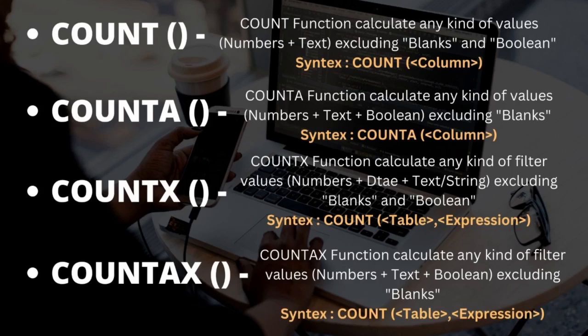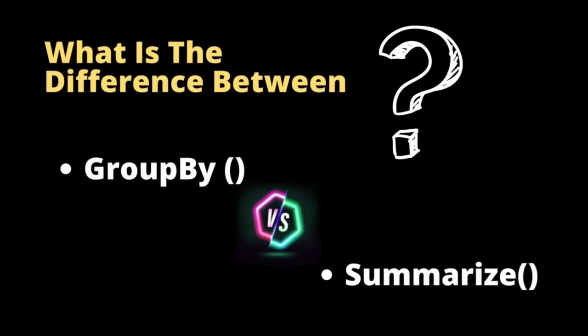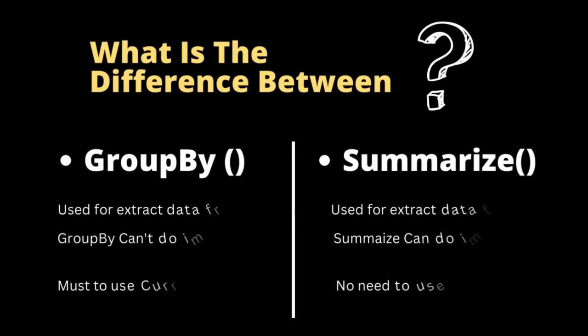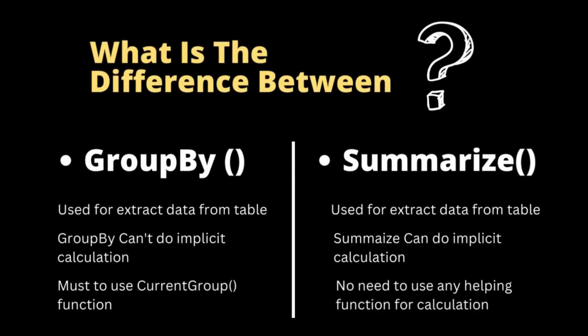Then the next question is, what is the difference between GROUPBY and SUMMARIZE DAX functions in Power BI? Let me clear you first. Both GROUPBY and SUMMARIZE DAX functions are used to extract data from a table in Power BI. But the difference is that the GROUPBY DAX function cannot do implicit calculations. That's why we take the help of the CURRENTGROUP function. It means whenever you are using the GROUPBY DAX function to do implicit calculations, we have to add another function called CURRENTGROUP inside the GROUPBY function.